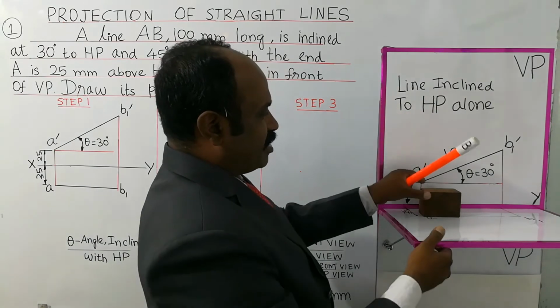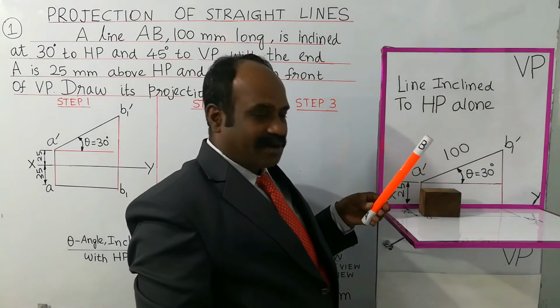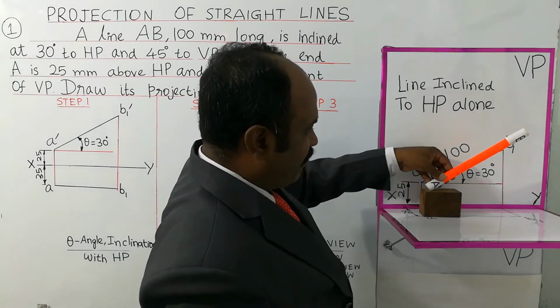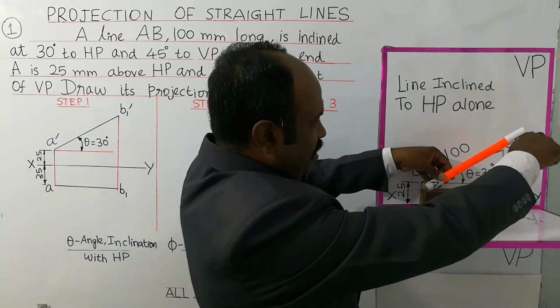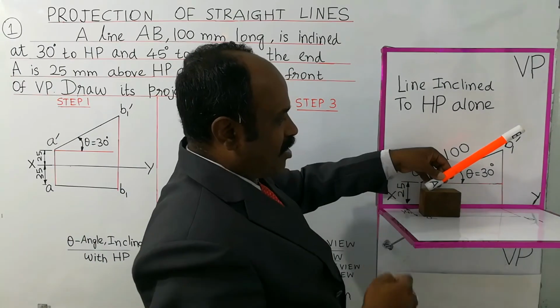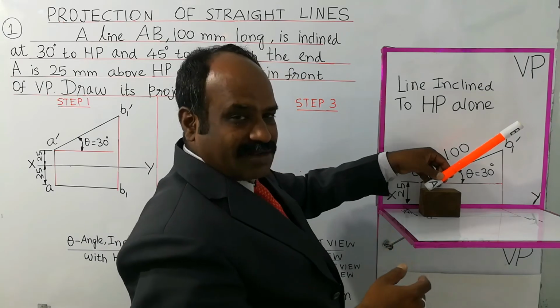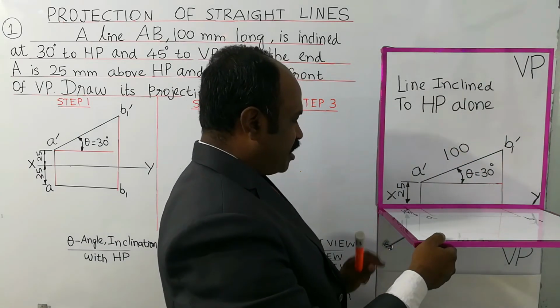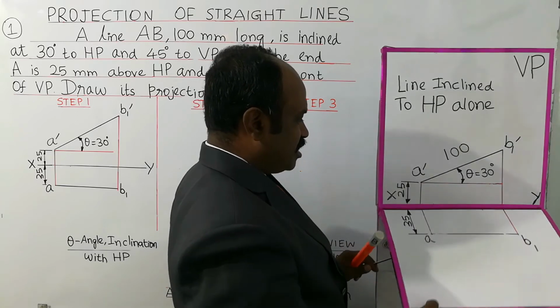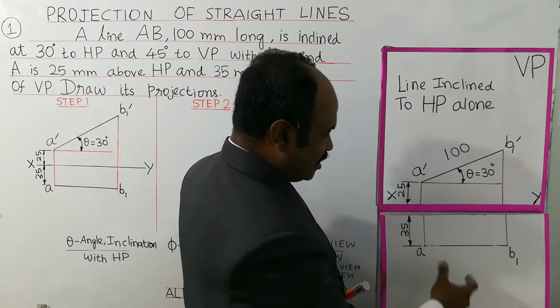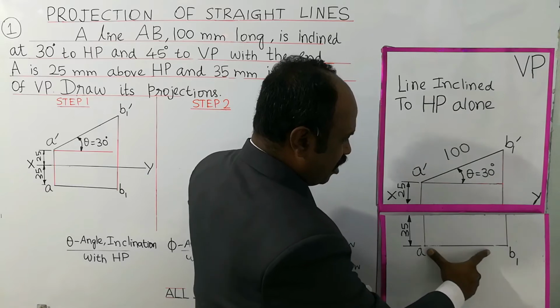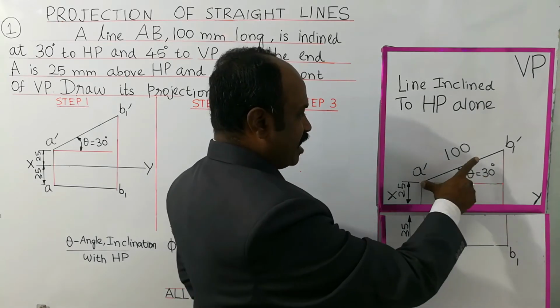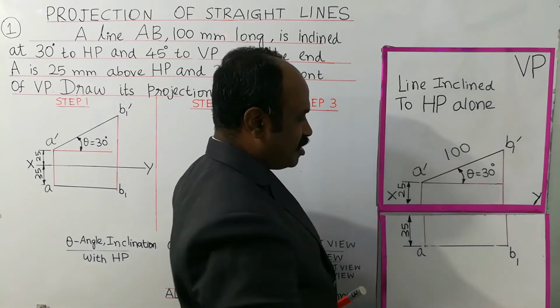And you can find the true length, whatever length is there, 100 mm, in the front view itself. True length, you can see it. You can see the 100 mm length in the front view. And the top view length will diminish, it will be lesser in length, so it will be shorter. After projection, it can be indicated in the HP like this. This length AB1 will be shorter compared to the true length A dash B1 dash, which is 100 mm.